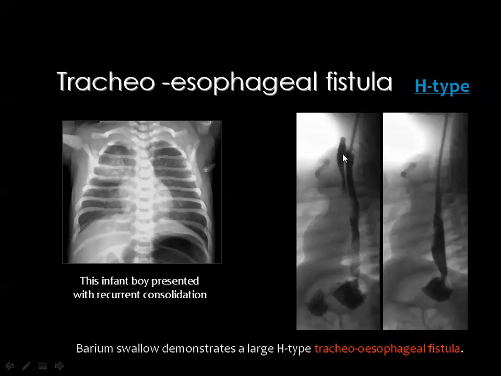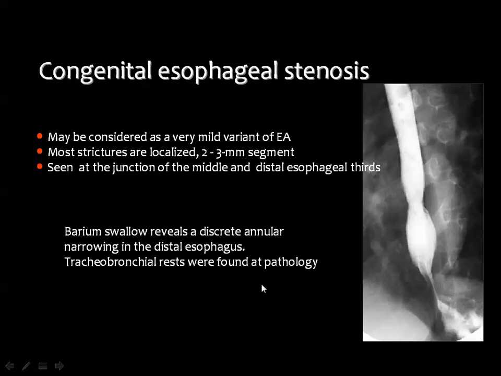So, whenever you are suspecting tracheoesophageal fistula, do not push the tube into the esophagus lower down, but just put the tube in the proximal part of the esophagus or even in the hypopharynx and inject barium so that you do not miss this particular lesion.